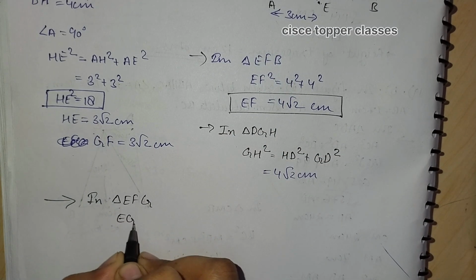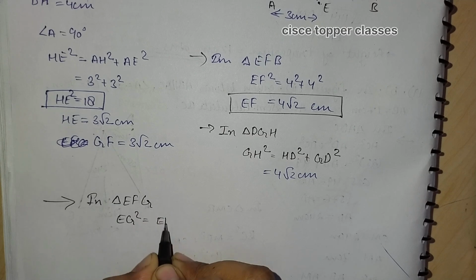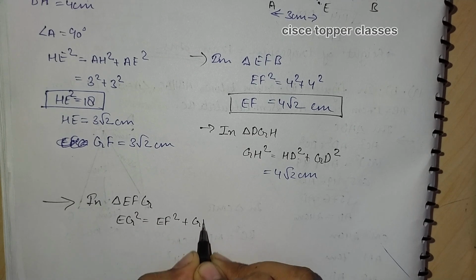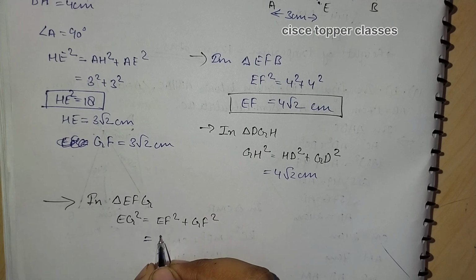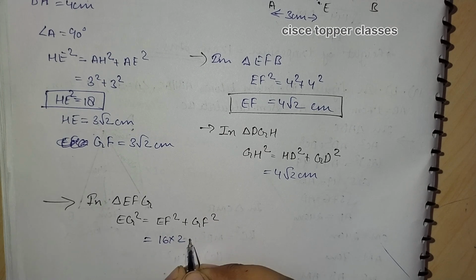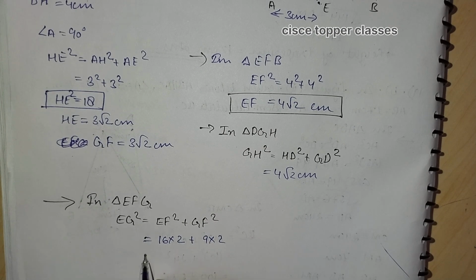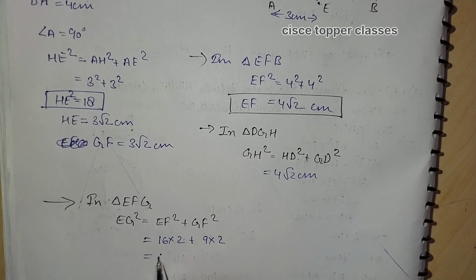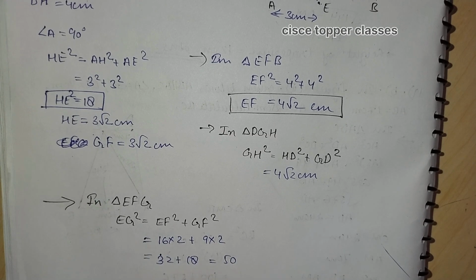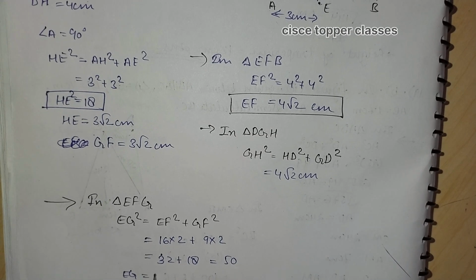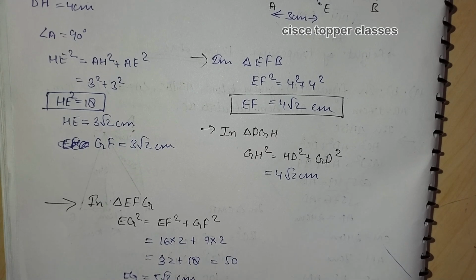So EG square is equal to EF whole square plus GF whole square. We can simply write the whole square as 16 into 2 plus 9 into 2. This will be 32, and here this will be 18. We will add this and get 50 here. From here we can write EG is equal to 5 under root 2 centimeters.